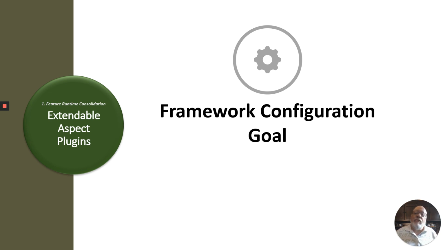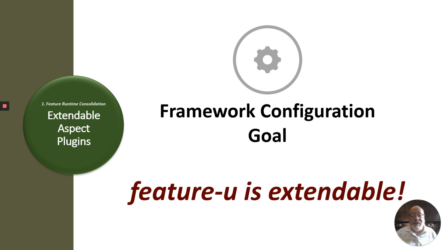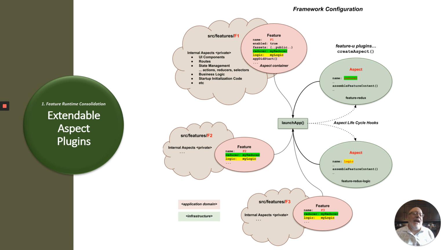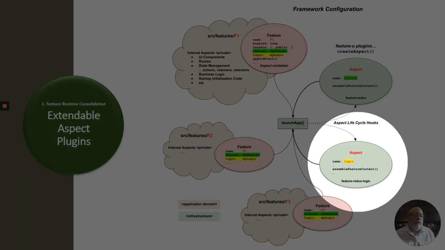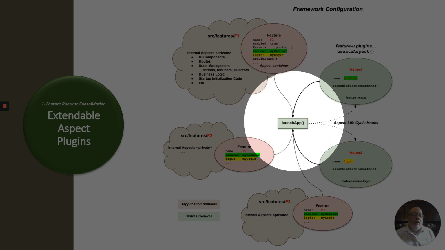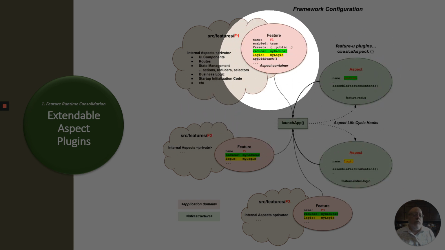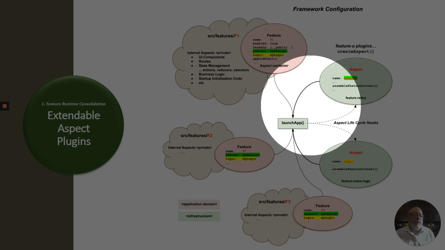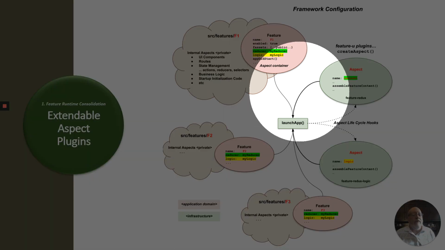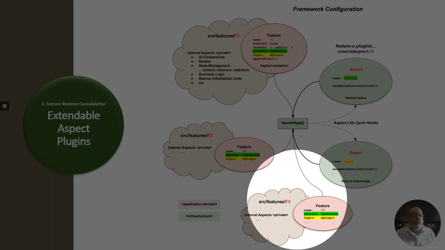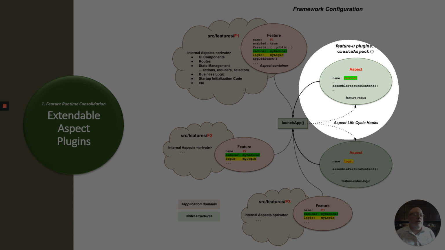Well, the obvious answer to that is that feature U is extendable. So the extension point for feature U is the aspect object, capital A aspect, and I've color-coded those green in this diagram. So you can see that launchApp actually accepts 2 major inputs. It accepts features and it accepts aspects. So the basic goal of an aspect is to gather up information that it needs across all the features and then run some kind of a global process that's exposed in some way, such as a framework that's fully configured.